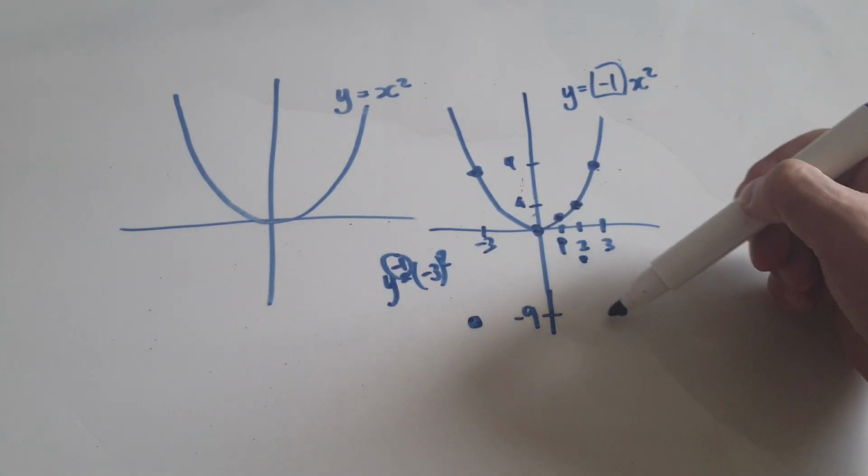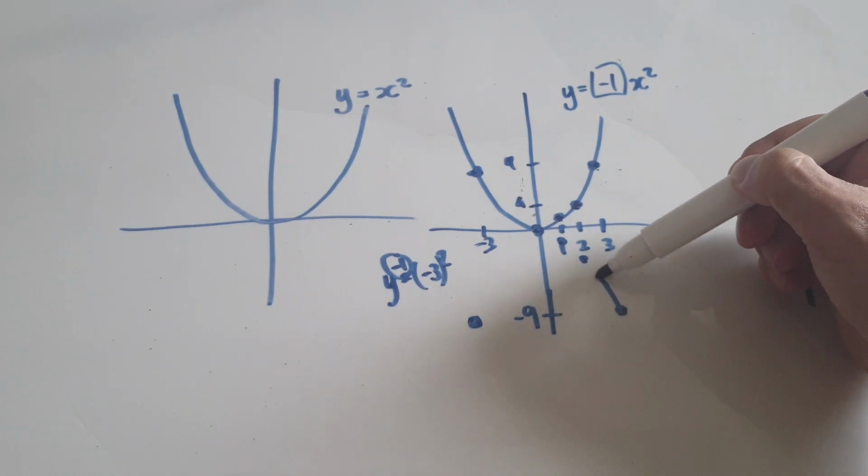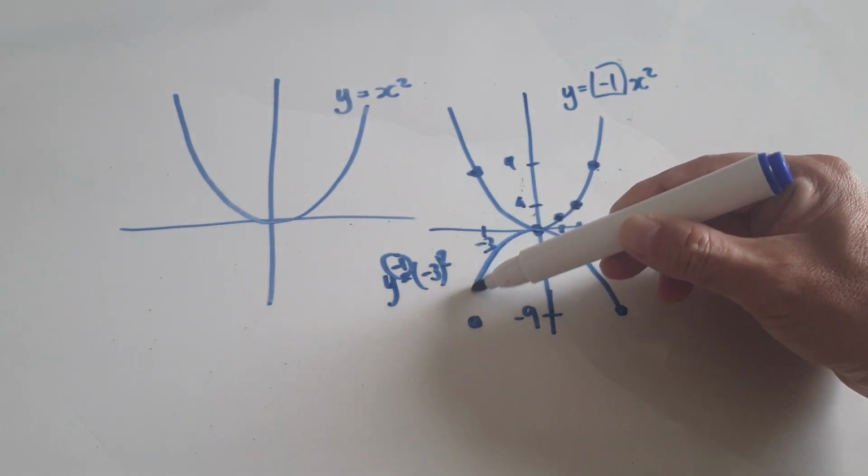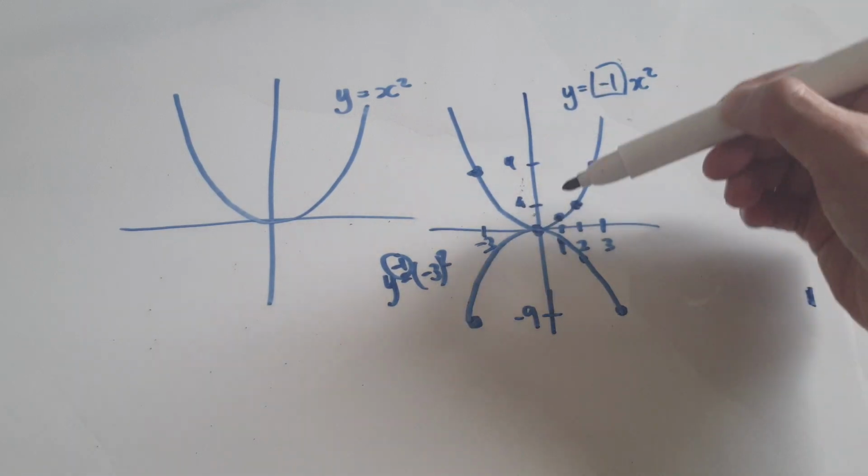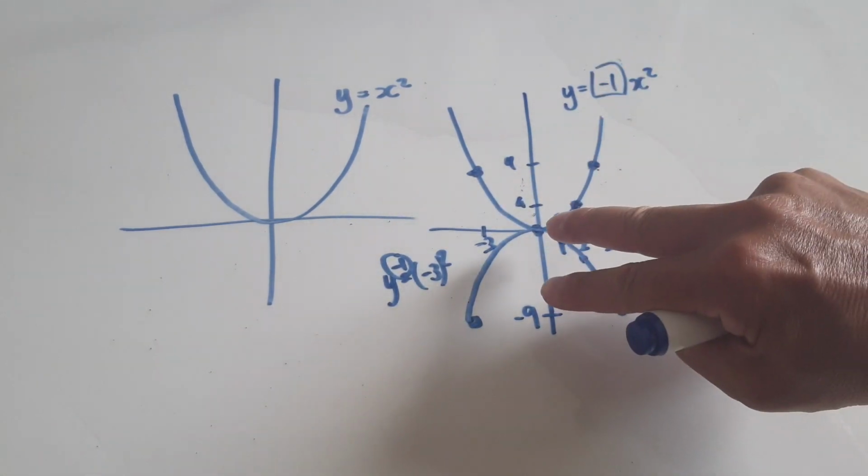So really, if you were to follow the whole process, your graph will look like this. So having a negative in front of it, it just turns the graph upside down. Okay?